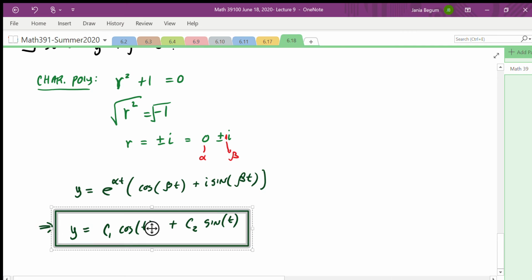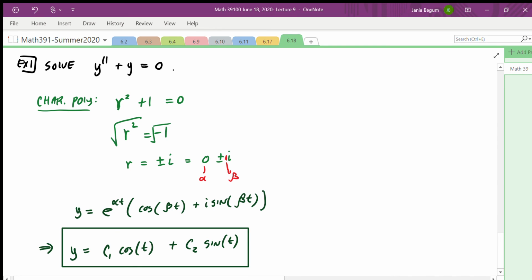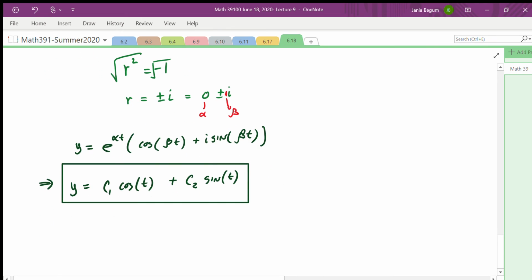Okay. So any questions for this? If the roots are complex, the solution would involve sine and cosine, their linear combination, right? And you will have the exponential term, but if alpha is 0, then the exponential term just goes to 1. Let's do another one, and then I will explain why plus and minus is okay to ignore.